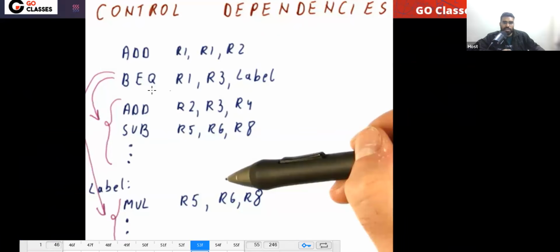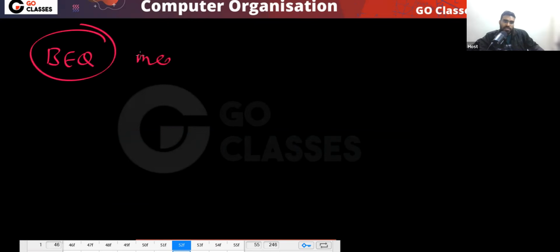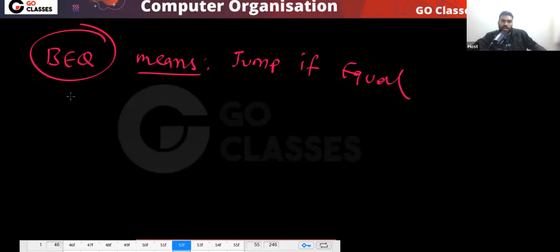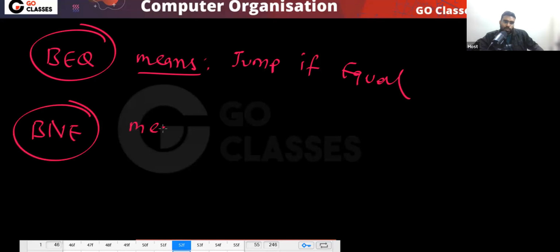So you can notice this is your branch instruction. Branch if not equal. Branch if equal, right? This is your branch if equal. What does BEQ mean? This means branch if equal, jump if equal. And what does BNE mean? This means branch if not equal.